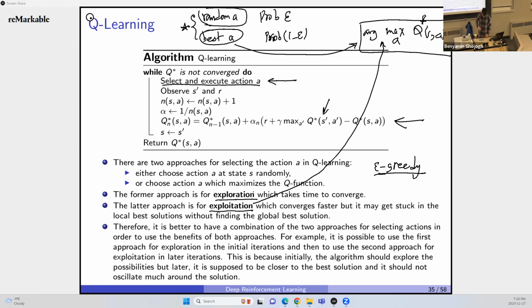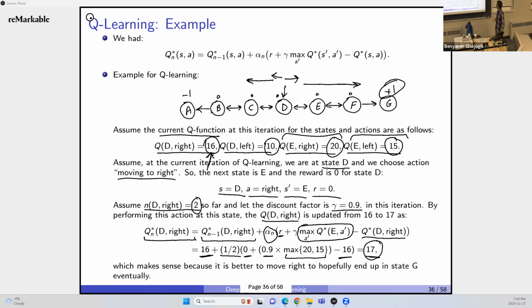And this was an example that we talked about. I don't go into much detail, but this was a game. This game is also called random walk. And we showed with this game how interestingly it changes the Q(D, right). What was the game? Let me tell you briefly. So we start from the state D. The terminal nodes are A and G. A loses the game, G wins the game, and the rewards are these, right? And as a result, it's better to go right in this game.